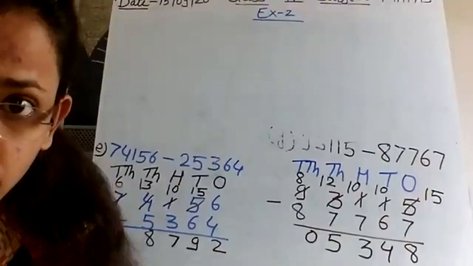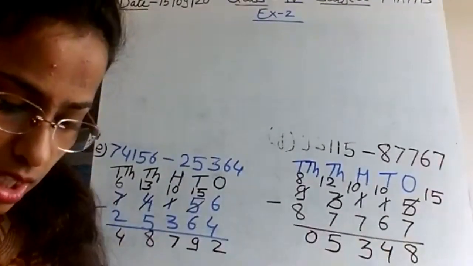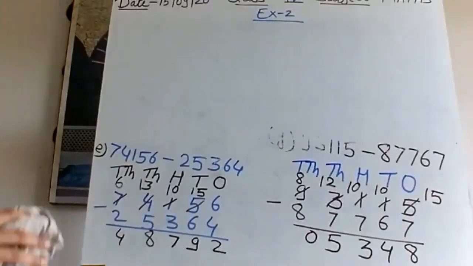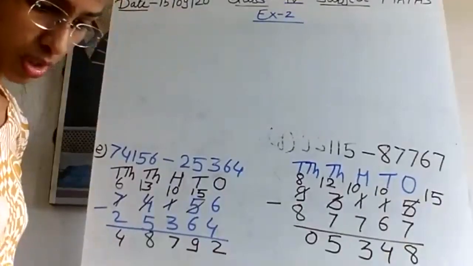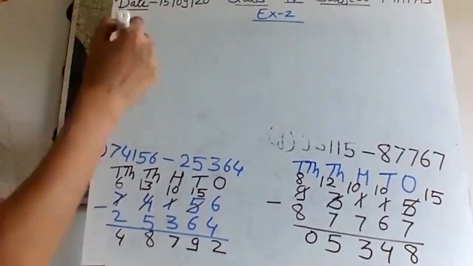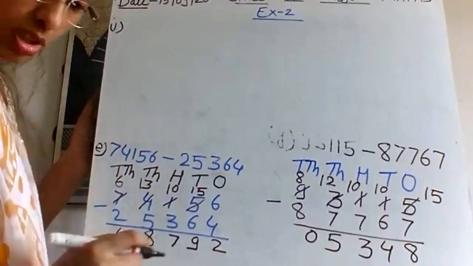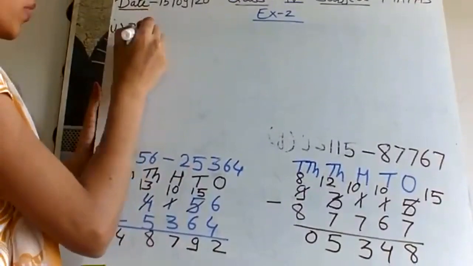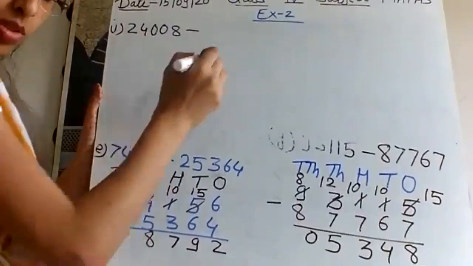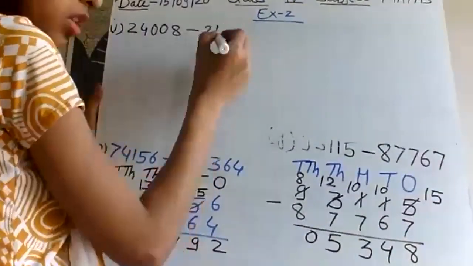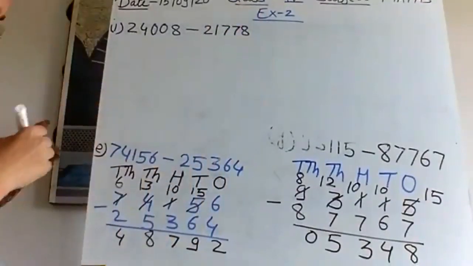What is happening here? Done everyone writing? Written? Okay. So now let's move to next question, that is question number I of question number 2, subtract. So the number that you have to subtract is 24,008 minus 21,778. Okay.